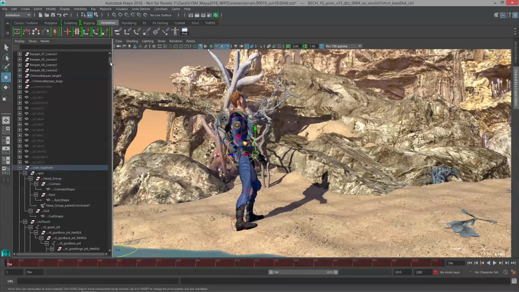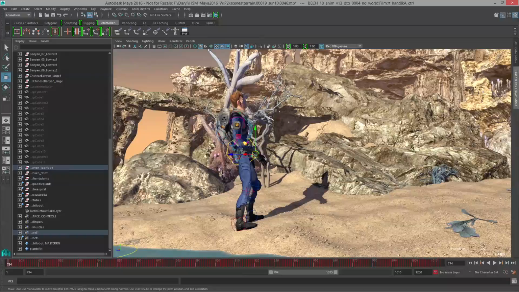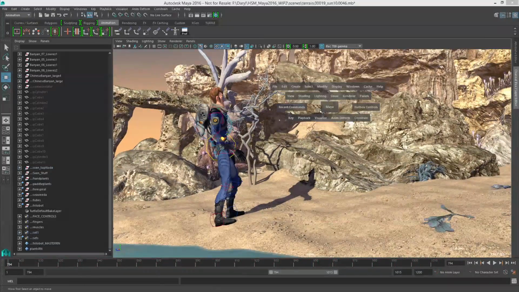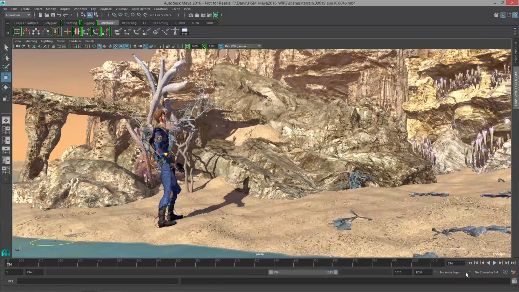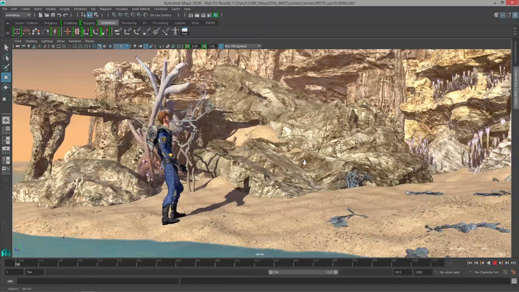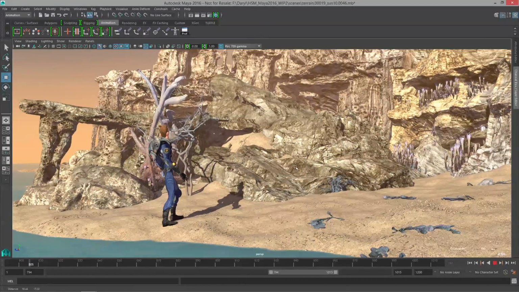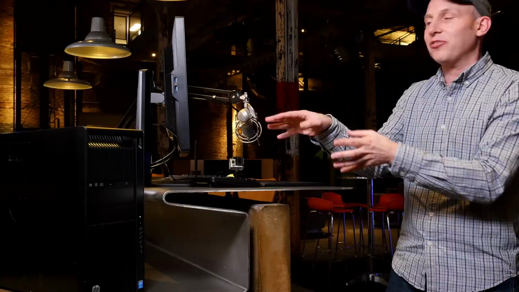The problem is, when using the old legacy mode of evaluating the scene, it's not that fast. So if we zoom out here and we play this guy back, what we're getting is around 4, maybe 5 frames per second. And that's because Maya can't use all the power that this HP workstation has.